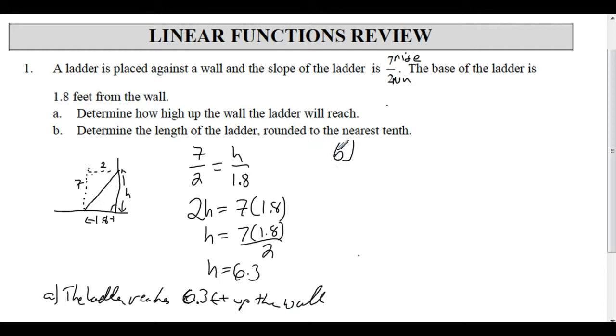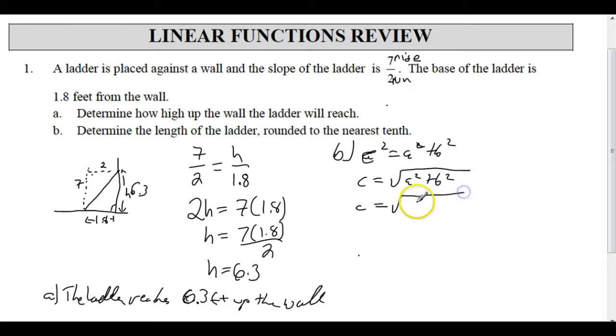B, determine the length of the ladder. So what we now have to figure out is, now that we know this is 6.3, we need this. We're going to use the Pythagorean theorem. c squared is a squared plus b squared. So we've got the formula. c is the square root of all of that.